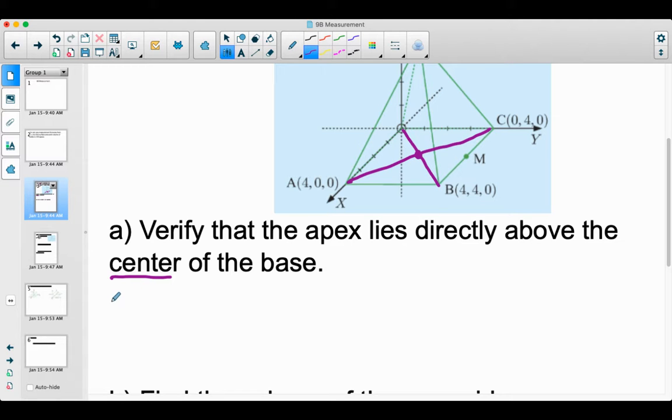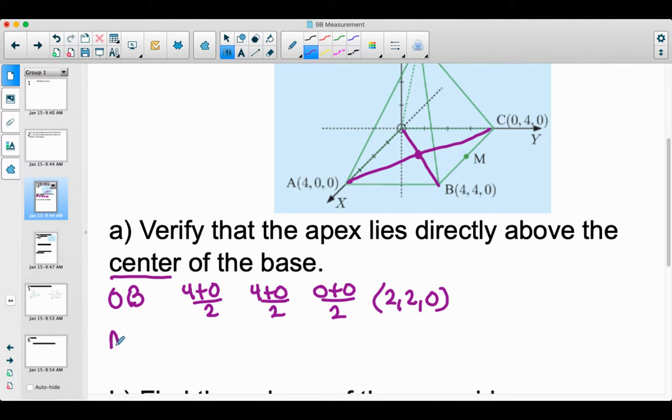So let's do OB first. O is at (0, 0, 0), and B is at (4, 4, 0). So I have (4 plus 0) over 2, (4 plus 0) over 2, and (0 plus 0) over 2. So the midpoint of OB is going to be at (2, 2, 0). Okay, and then let's do AB. So A is at (4, 0, 0) and B is at (4, 4, 0), so (4 plus 0) over 2, (0 plus 4) divided by 2, and (0 plus 0) divided by 2. And when we do that, we get (2, 2, 0).